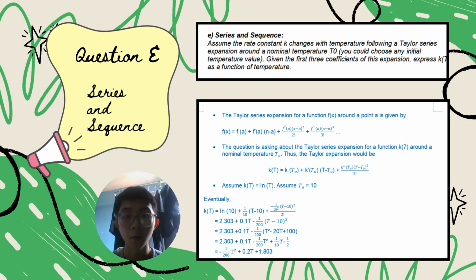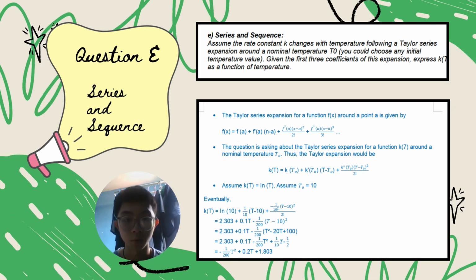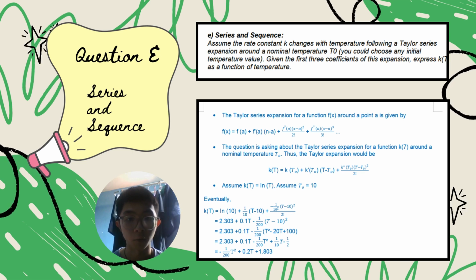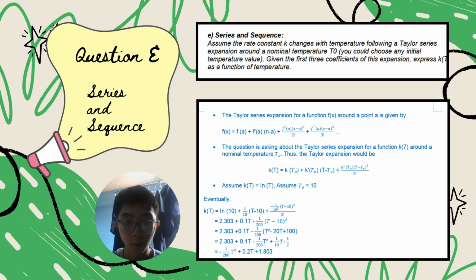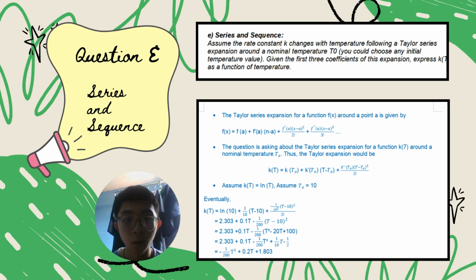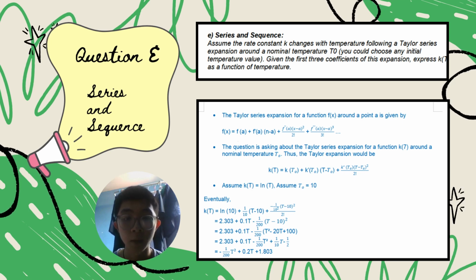First, I found the general formula for the Taylor series expansion. The Taylor series expansion for a function f(x) around a point a is given by f(x) equals f(a) plus f prime(a) times (x minus a) plus f double prime(a) times (x minus a) squared divided by 2 factorial. Then the question is asking about the Taylor series expansion for the function k(T).